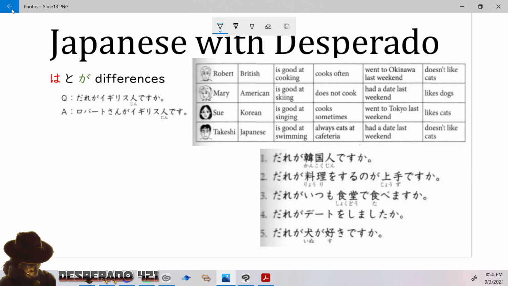So Mary-san to Takashi-san ga deito o, what was it? Shimashita. Very good. Let's try and say it a little bit smoother. Mary-san to, or yeah, that's not who's dating. Meri-san to Takashi-san ga date o shimashita.